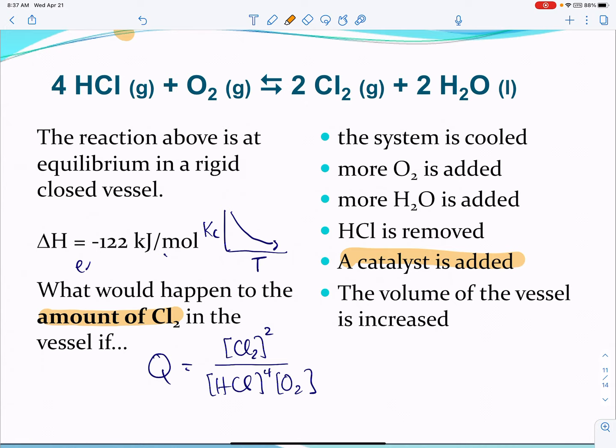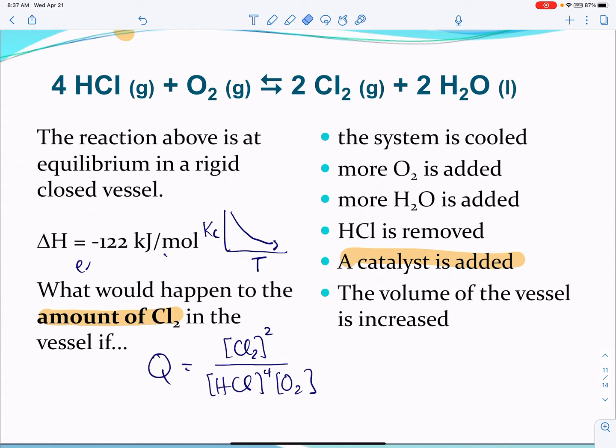Now the catalyst does cause the forward and reverse reactions to speed up. The catalyst lowers an activation energy. If you recall from our kinetics lessons, the forward and reverse reactions speed up, but they speed up equally. So when they started off at equilibrium, the two rates were equal. After adding a catalyst, the forward and reverse rates are both faster, but they're still equal. So there's no shift in equilibrium.